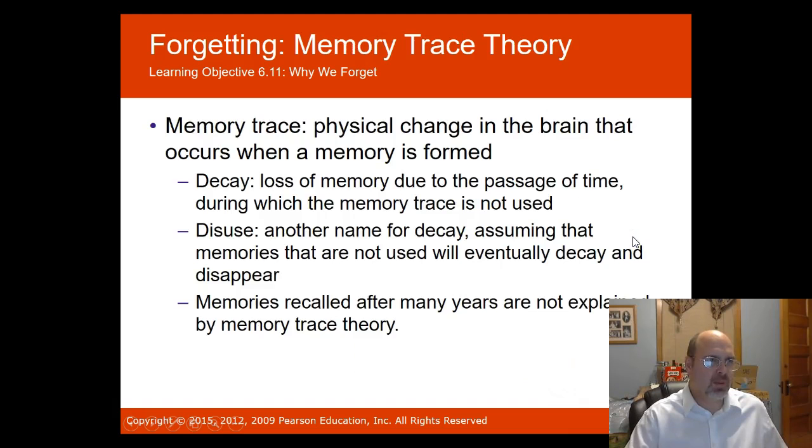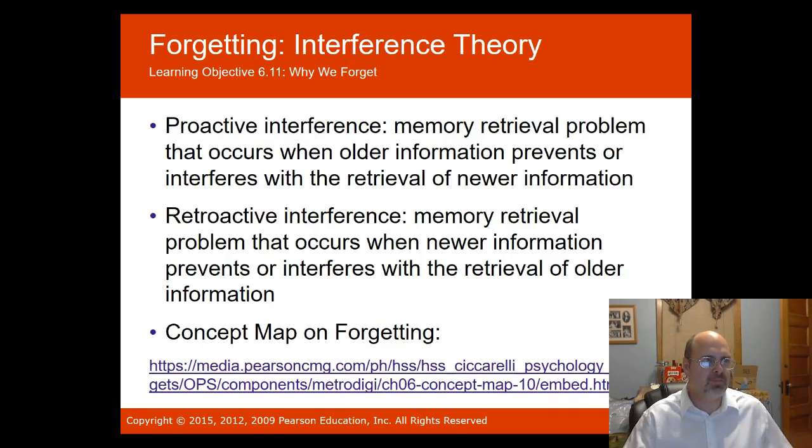The next one is memory trace. In other words, it's a physical change in our brain that occurs when a memory is formed. We could have what's called memory decay, in other words, we lose the memory over time. However, it doesn't explain why elderly people can tell such wonderful stories from the past. Disuse means that in our brain, information will decay if we don't use it. So in other words, use it or lose it. Memories recalled after many years are not explained by this memory trace theory.